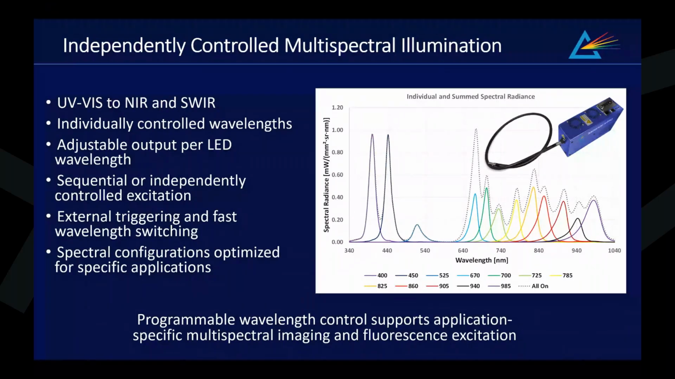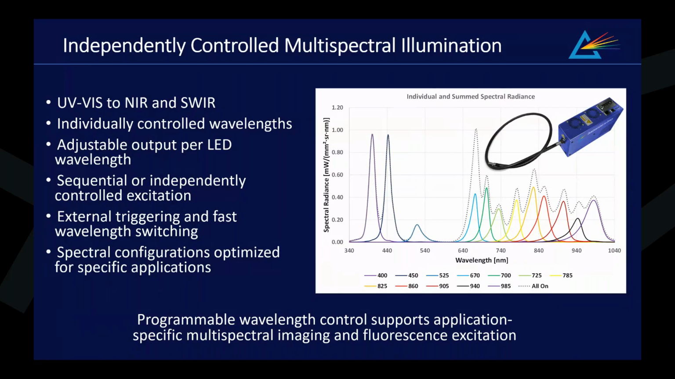Multispectral LED illumination systems allow individual wavelength channels to be independently controlled and electronically configured to match the application requirements. Systems can be configured from UV and visible through the near infrared and even the shortwave infrared, commonly referred to as SWIR. In this example, independently controllable wavebands spanning visible and near-infrared regions can be adjusted individually, combined simultaneously, or activated sequentially, depending on the imaging application requirements.